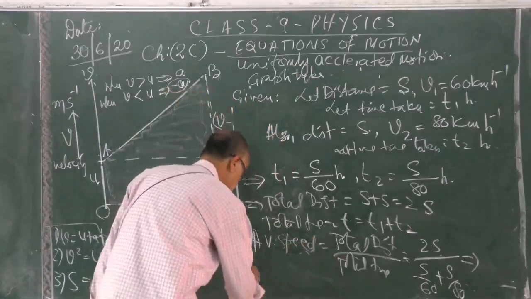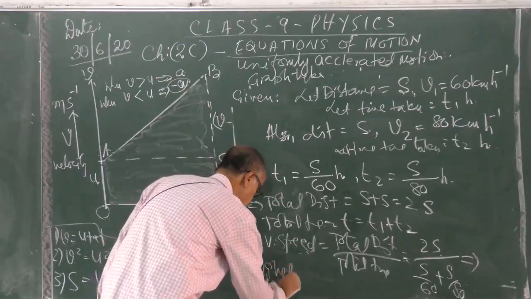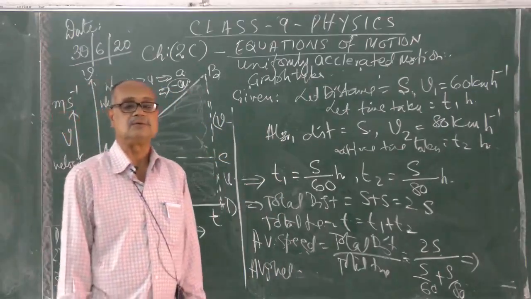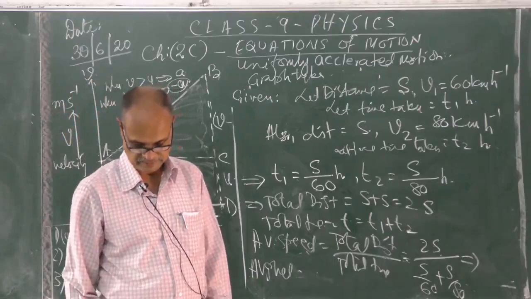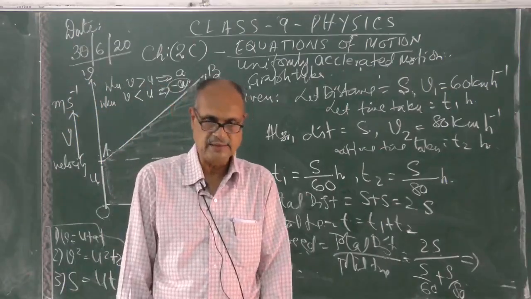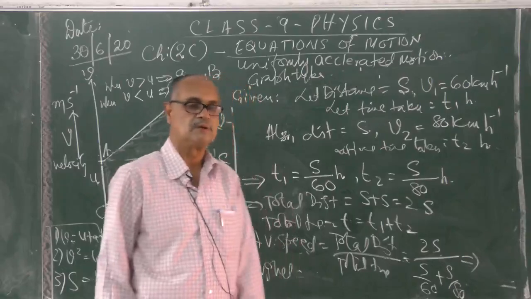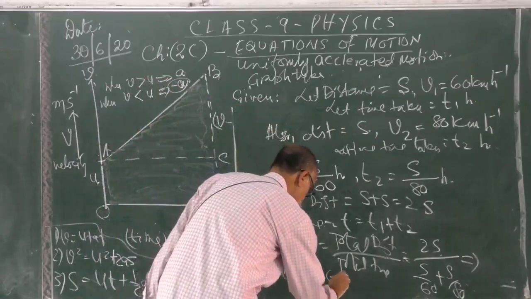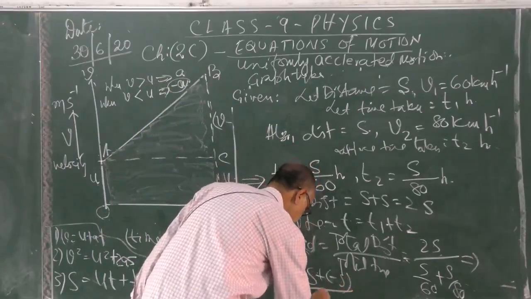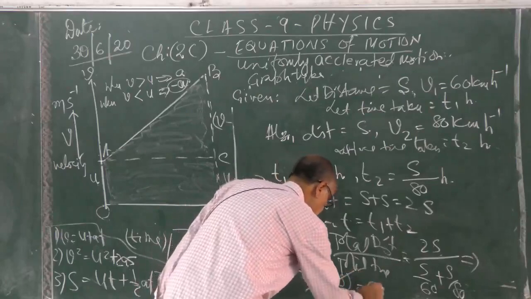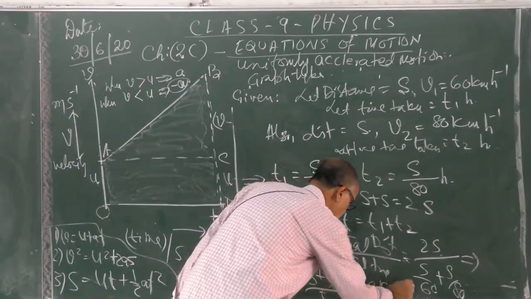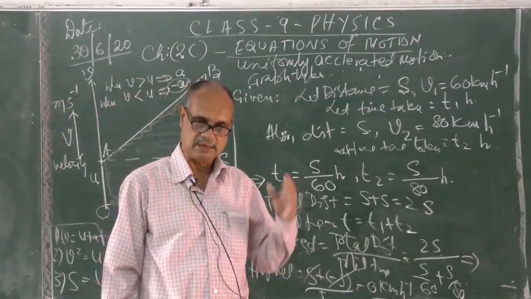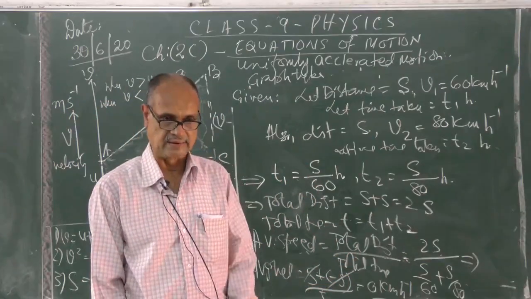And the average velocity will be 0 kilometer per hour. Why? The displacement is 0. The total displacement is s minus s divided by time. This will cancel and we get 0 kilometer per hour. So the average velocity will be 0, but the average speed will stand there.